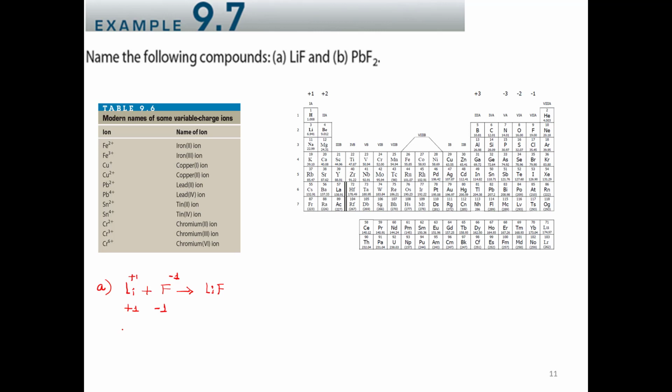In this case, we will write the name of the metal first, which is lithium, the element that has the positive charge, and then the name of the non-metal, but we change the ending. Then it will be lithium fluoride.